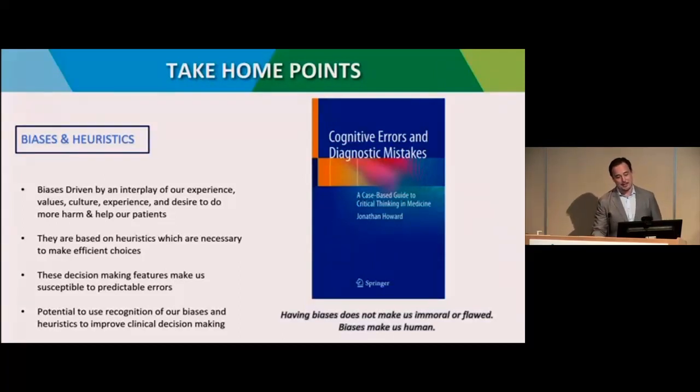And I think a very nice quote from this excellent book, Cognitive Errors and Diagnostic Mistakes, by Dr. Jonathan Howard, is: having biases does not make us immoral or flawed. Biases make us human, and they're a result of those heuristics that we use to make decisions efficiently and inform our choices, inform our lives.